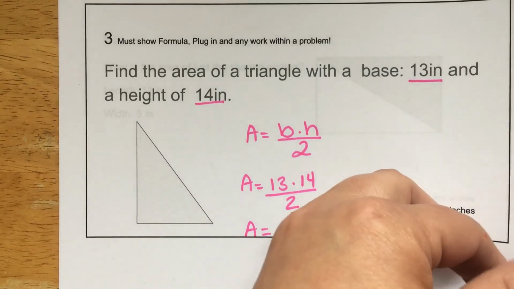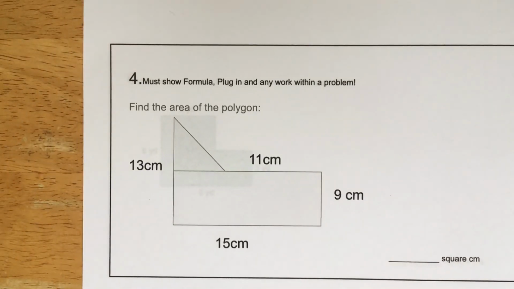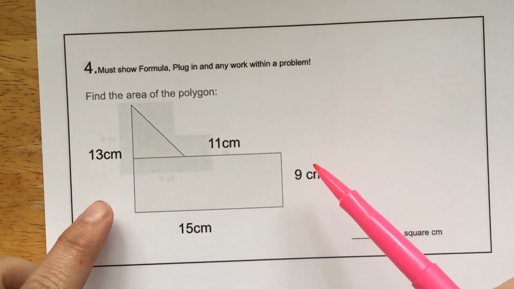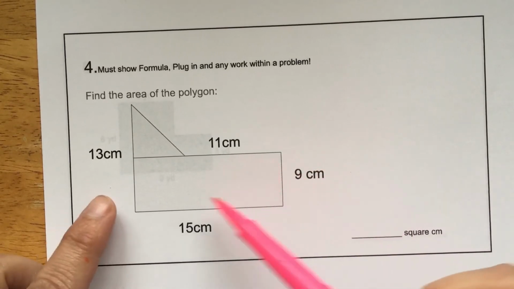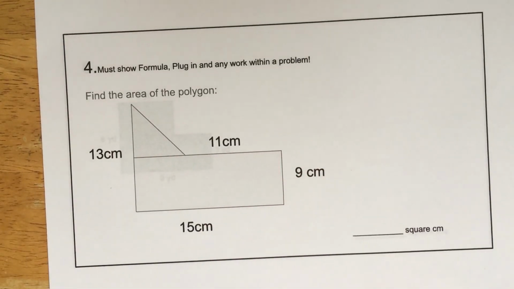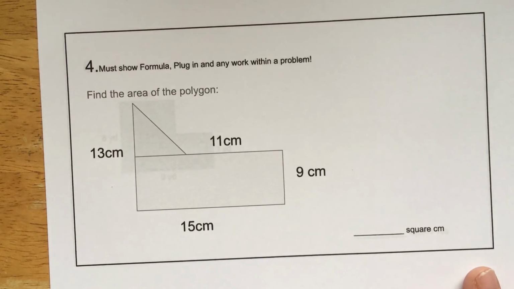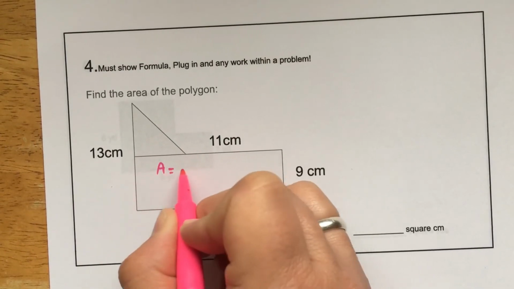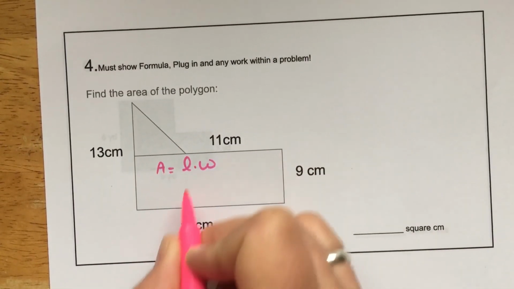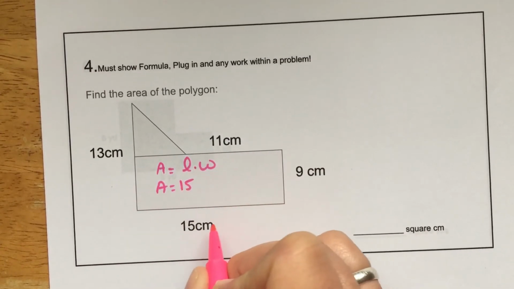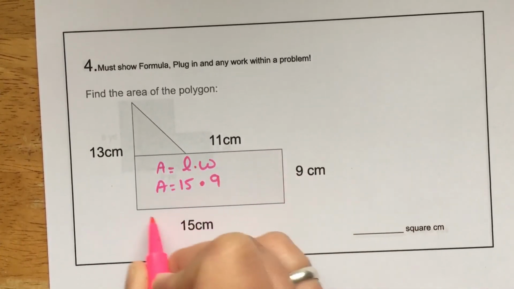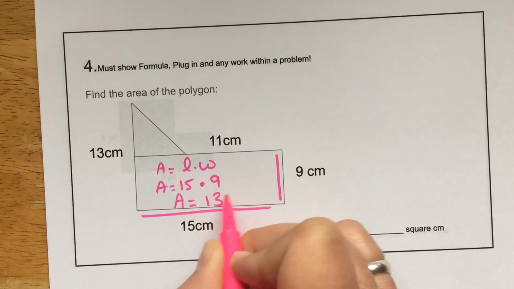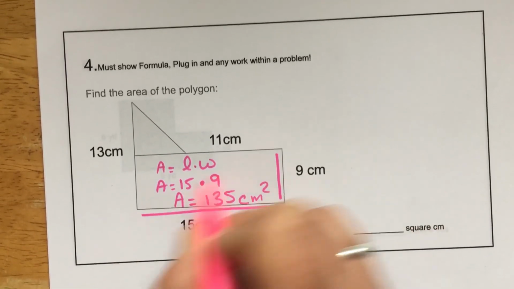So let's go on to the next problem. Number 4 gave you one of those complex shapes. Again, you have to find the area of each individual shape and then stick them together at the end. So we're going to go easy here. We're going to start with the rectangle. For the area of a rectangle, area is equal to the length times the width. So you just plug in your numbers. Area is equal to 15 times 9, right? And you should get 135 centimeters squared for the rectangle.